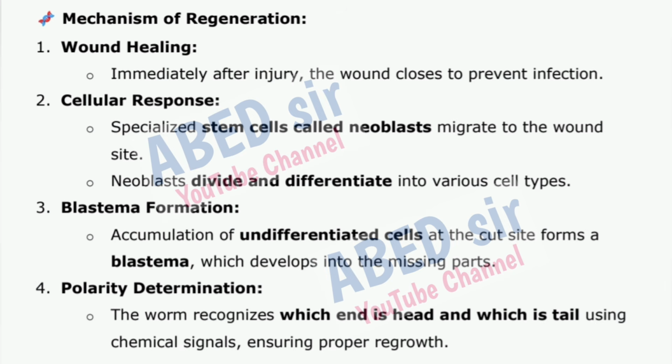Mechanism of regeneration. 1. Wound healing. Immediately after injury, the wound closes to prevent infection. 2. Cellular response. Specialized stem cells called neoblasts migrate to the wound site. Neoblasts divide and differentiate into various cell types. 3. Blastema formation. Accumulation of undifferentiated cells at the cut site forms a blastema, which develops into the missing parts. 4. Polarity determination. The worm recognizes which end is head and which is tail using chemical signals, ensuring proper regrowth.